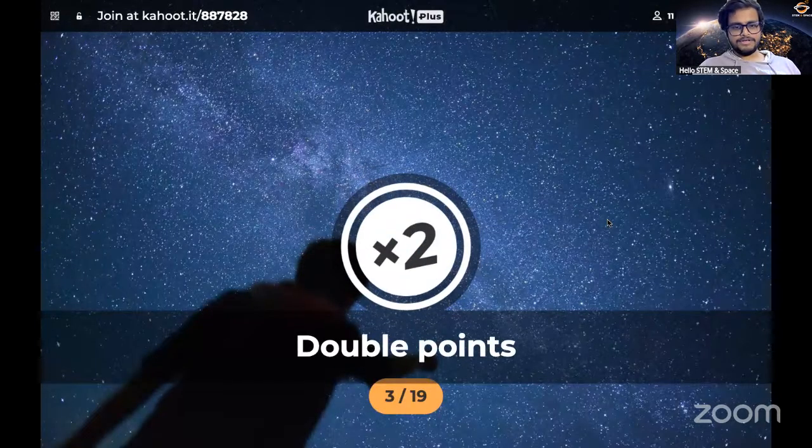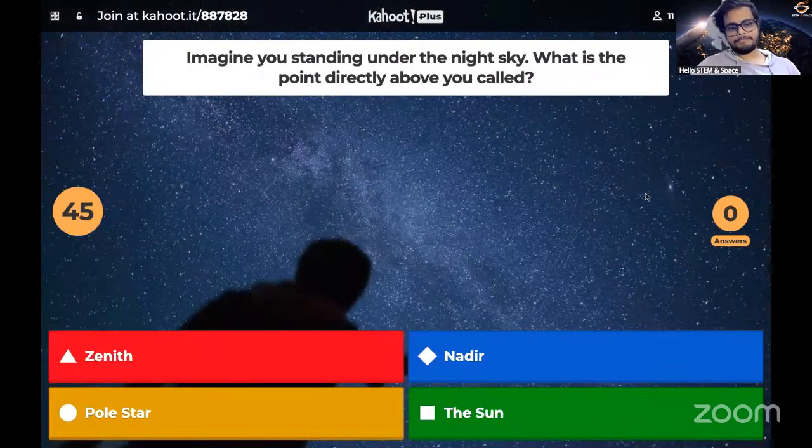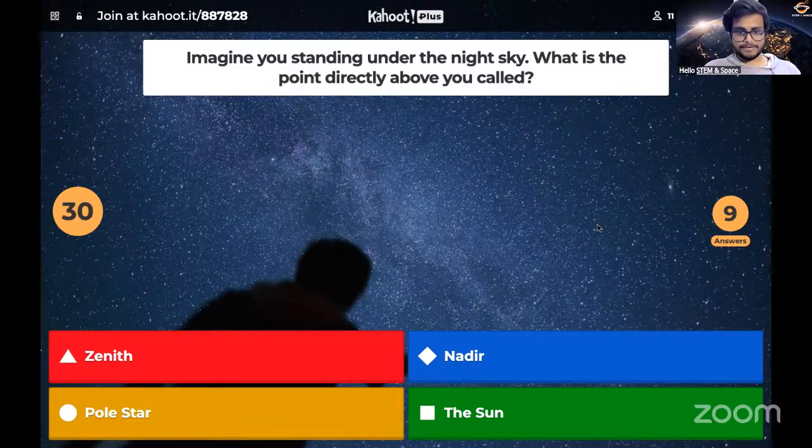For double points, imagine you're standing under the night sky. What is the point directly above you called? Zenith, neither pole star or the sun. What is the point that is directly above you in the sky?